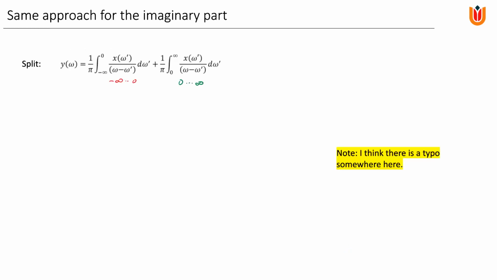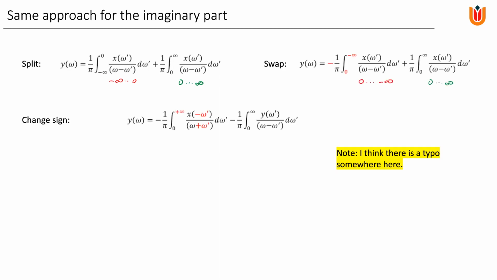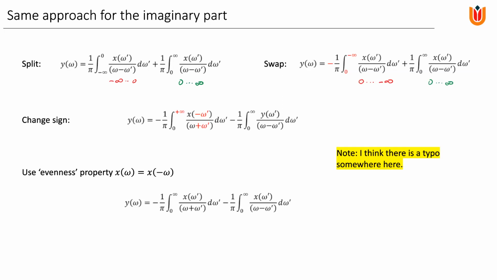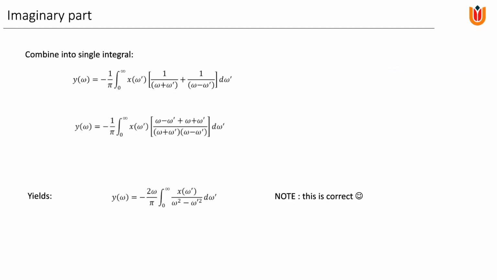We can do the same approach for the imaginary part, and I'm going to go very quickly here because I suspect that there is a typo on the slide somewhere. So I'm not going to spell out every step, but you can do that for yourself if you like. This is correct, at least. For the imaginary part, we get a similar expression. It looks a little bit different because omega is now outside of the form, but otherwise it's kind of the same.